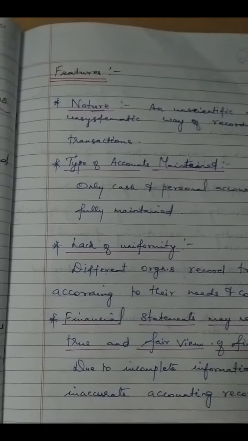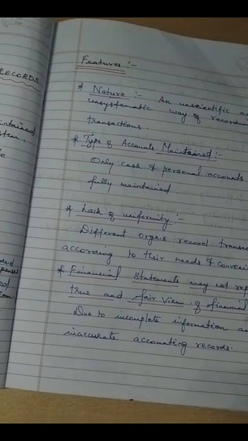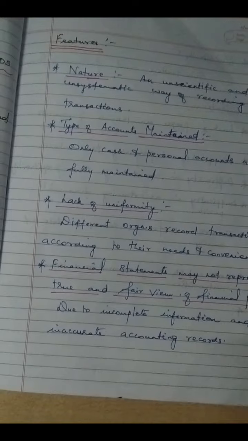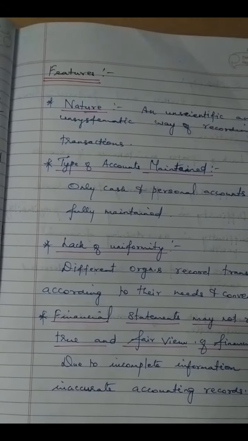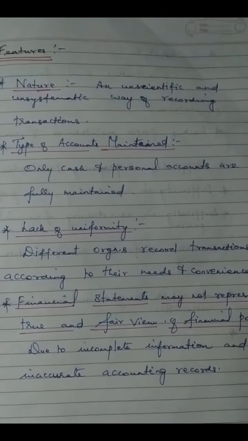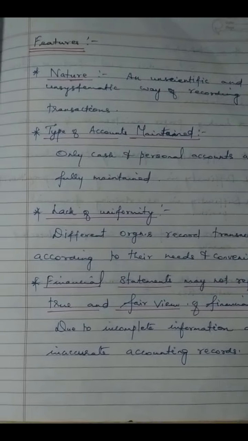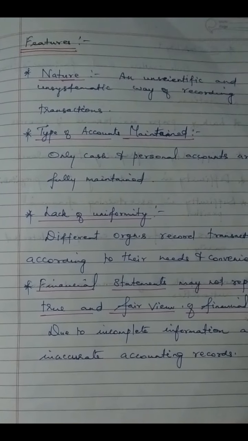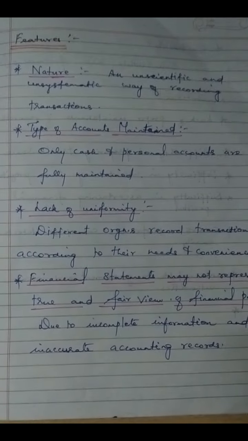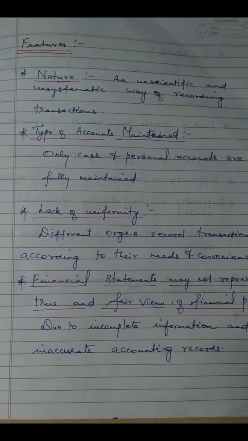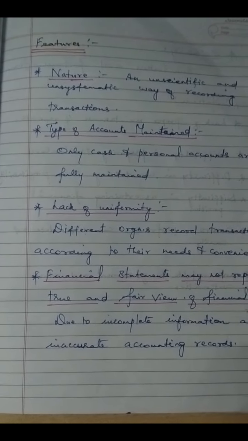Now we'll see about the features. Features of incomplete records. The first one, nature. By nature, incomplete records are unscientific and unsystematic way of recording transactions. Why they are called as unscientific? That means they are not giving complete information, because some of the transactions are completely omitted. Then the second feature is type of accounts maintained. We all know in case of incomplete records, only two accounts are fully maintained. They are cash and personal accounts.